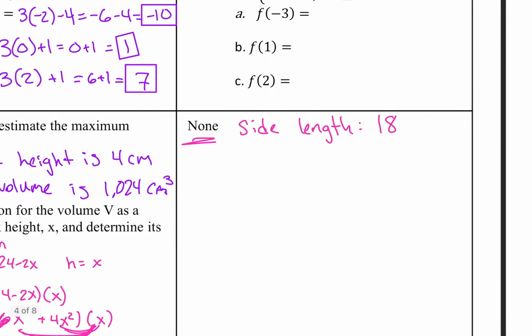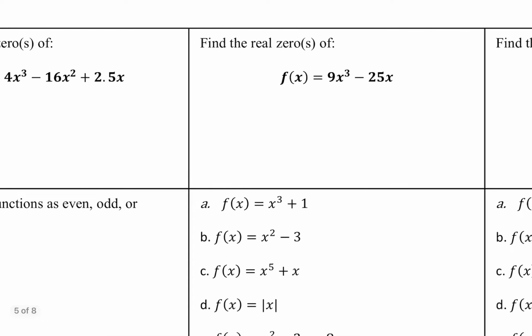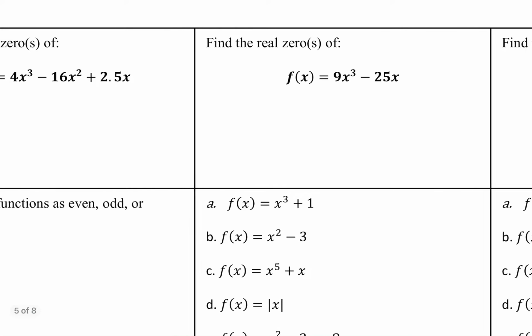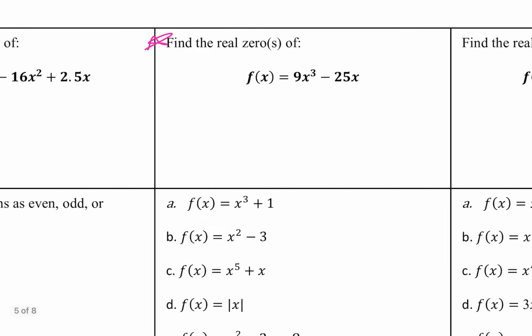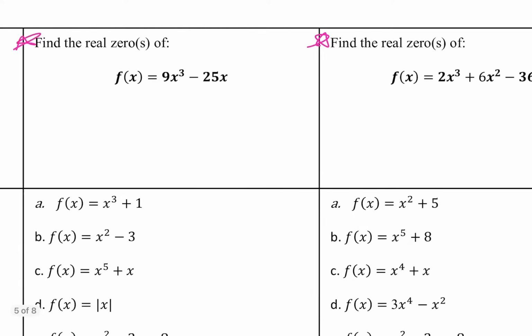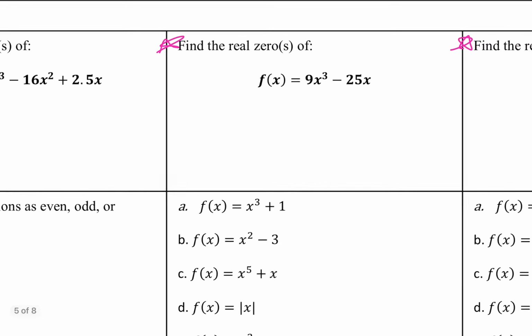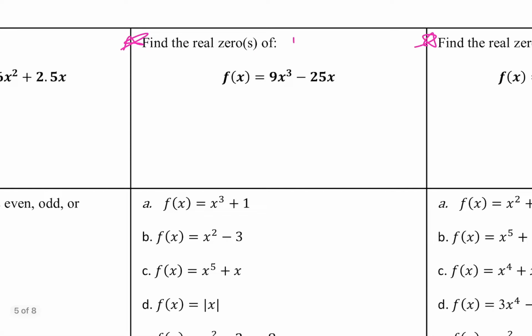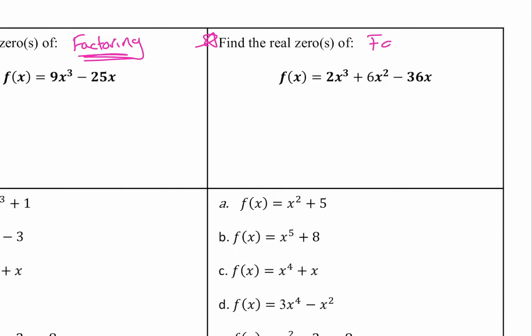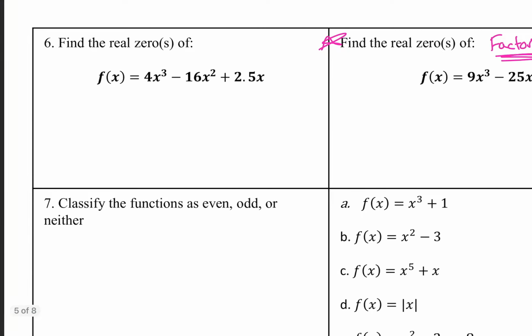All right, looking at number 6. Number 6 is weird because it's got 3 parts. So I am going to ask you to do part 2 and part 3. I'm only going to do the first one here for you. And what I'll tell you about part 2 and part 3, these are actually factoring questions. I want you to use your factoring rules to do these ones.